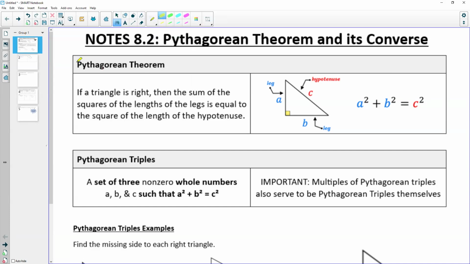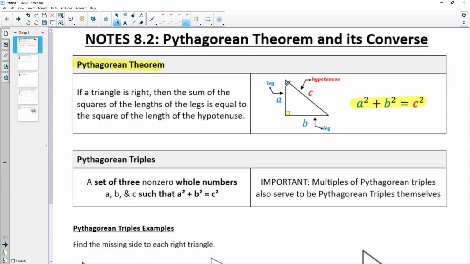The formal definition of the Pythagorean theorem says that if a triangle is a right triangle, then the sum of the squares of the lengths of the legs is equal to the square of the length of the hypotenuse, right? I think most people are more familiar with the formula: a squared plus b squared is equal to c squared. In this formula, a and b represent the legs of your right triangle.